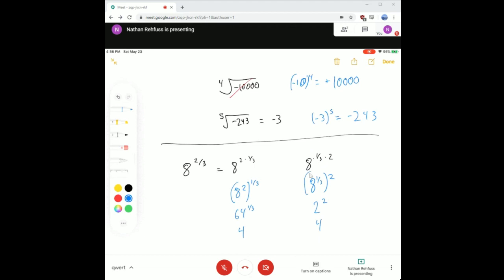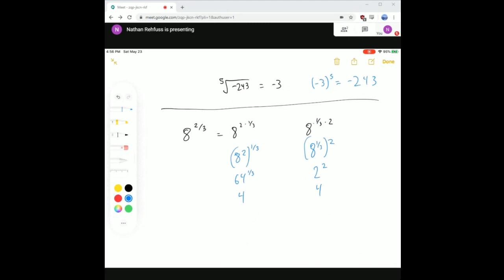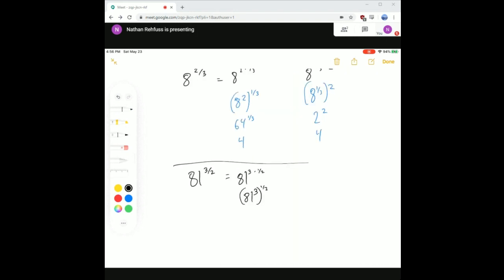This method might be better because I can take 8 to the 1/3, and it gets me smaller numbers. Like if I said, what is, I don't know, 81 to the 3/2? We could do that as 81 cubed and then to the power of 1/2, which means we're going to take 81 to the third power and then take the square root of that. I don't know 81 to the third power off the top of my head. That's some big ol' number.